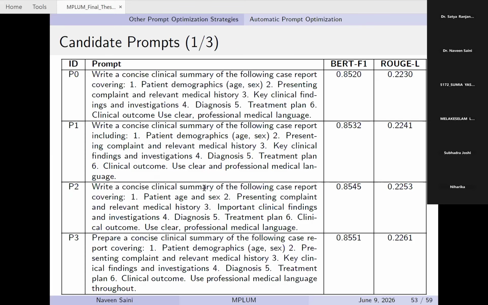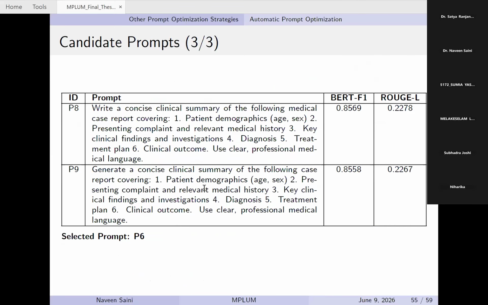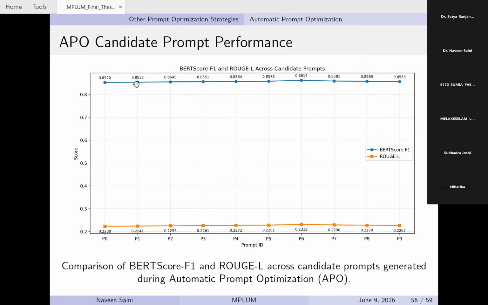So this is the prompt performance for the automatic prompt optimization. You can see the competitive score 85. This is the BERT score actually. BERT score 8520, 852324 like this. So it slightly increases here, then goes down, because again it's a black box.